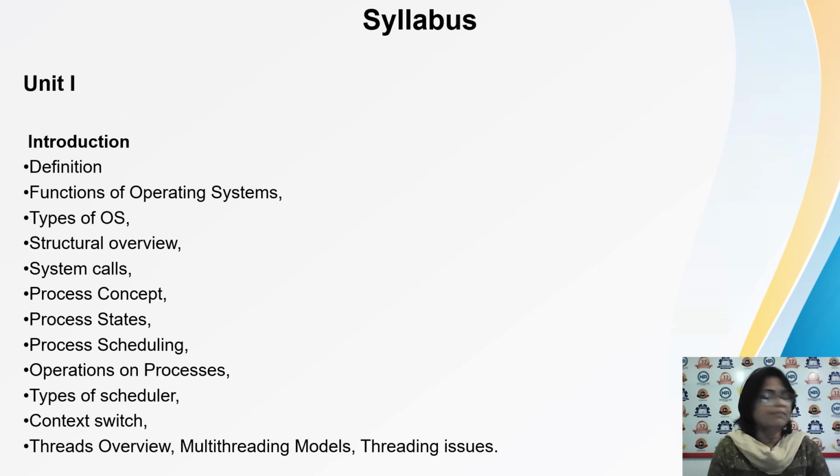What are the syllabus contents of this course, which will be covered in the fourth semester of computer technology according to the new syllabus. So unit 1 covers the introduction to the operating system. That is, what the operating system is, what functions it performs, what are the different types of operating system. You must have heard about the real-time system, distributed system, then multi-processor system. So these are the different types of operating system.